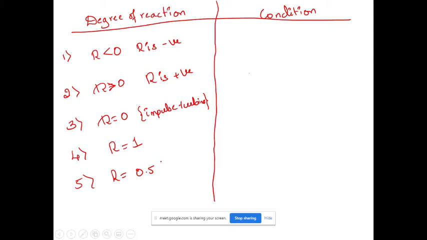Meanwhile, whenever I say... Yes, sir. Who will do it? You want us to write the conditions for each degree of reaction, sir? Correct. I will be explaining it, and meanwhile you should write these conditions on the side. Okay, sir. Who will do it? Yes, sir. You will do it? Yes, sir. Give me 1 minute, sir. Okay. Yes, sir.